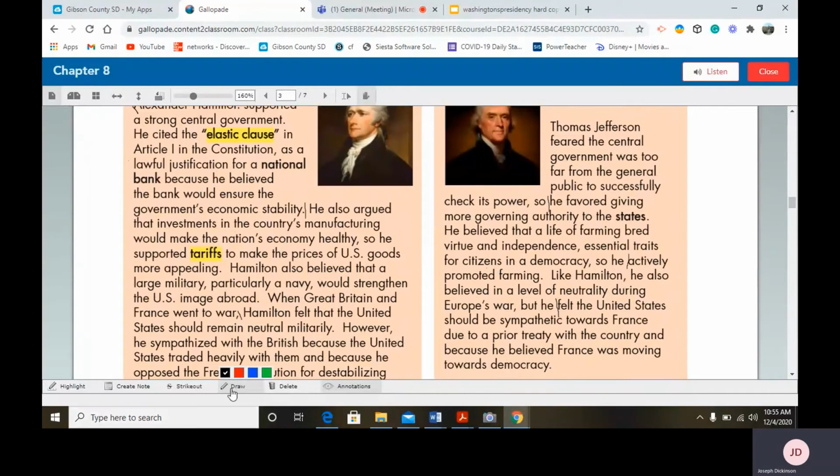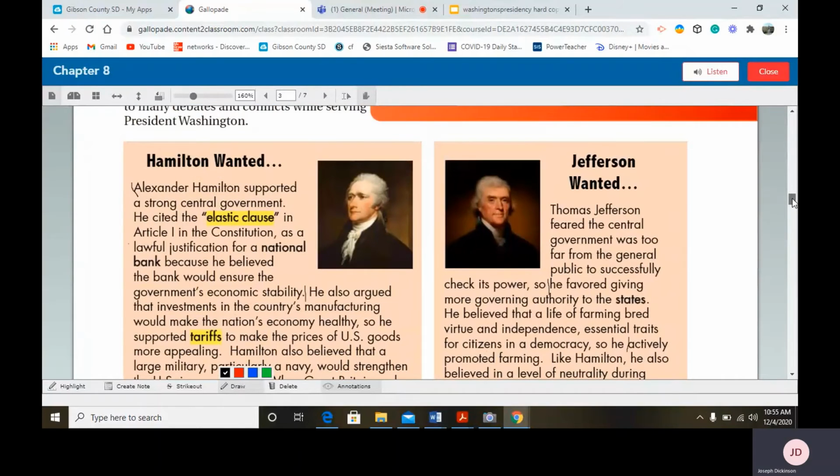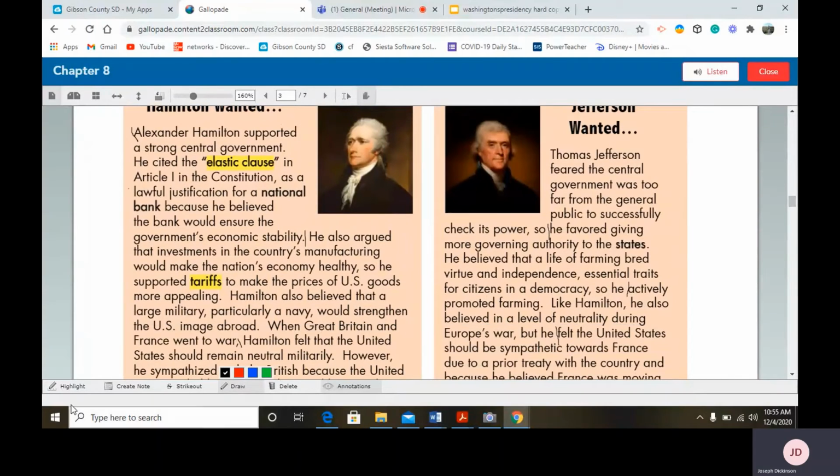Okay, so now what you need to know about Hamilton in this is that, once again, like I keep on saying, he wants a strong central government. You got to remember that about Hamilton. That's his main thing. That's what he's about. So you want to highlight that. The elastic clause in Article 1 in the Constitution is kind of saying that Congress has power to do such and such. So this is going to give him his national bank. He also argues for the country's manufacturing to make the nation's economy healthy. He supports tariffs.